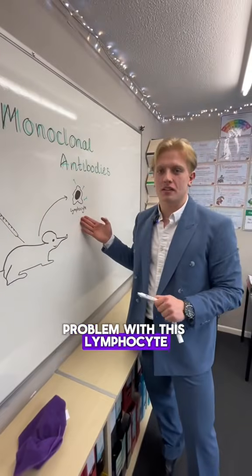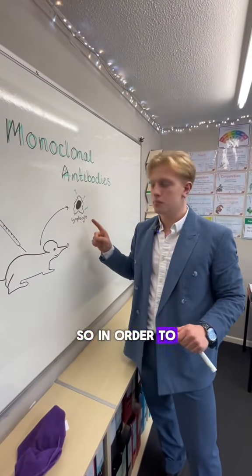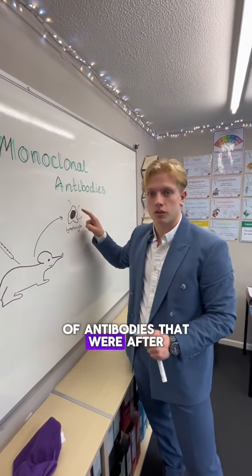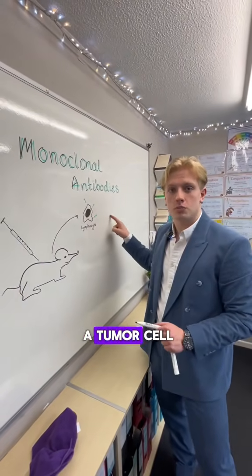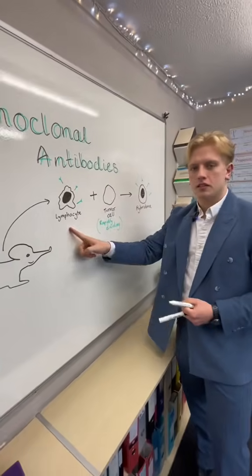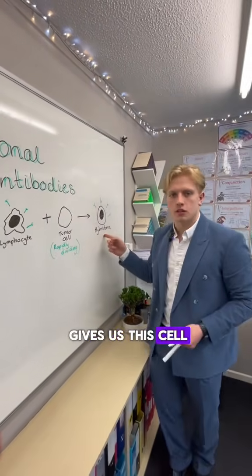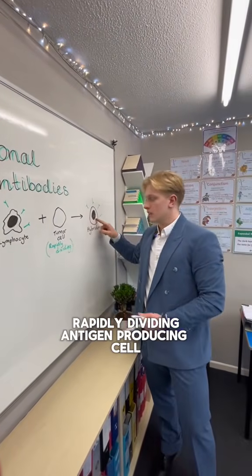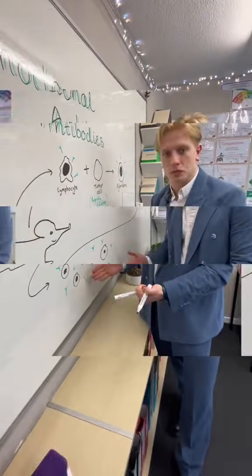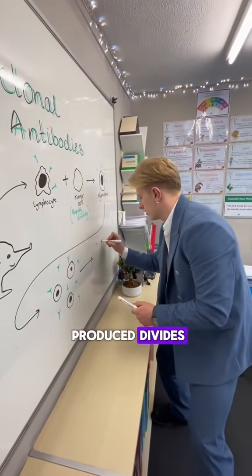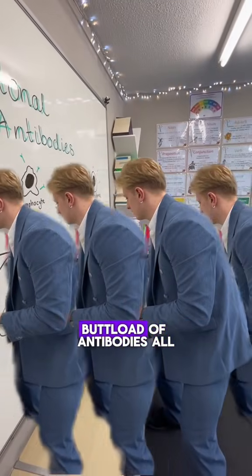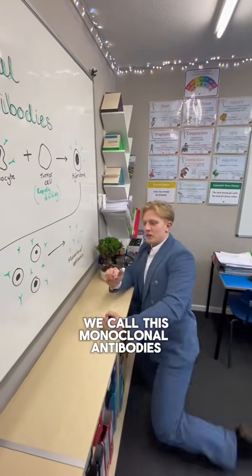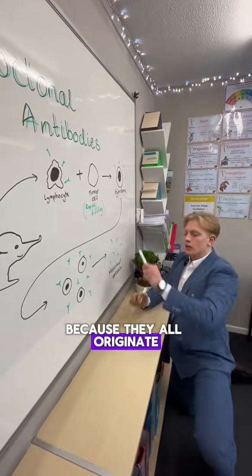The problem with this lymphocyte is that it cannot multiply. So in order to make this cell divide, so that we've got loads of factories producing loads and loads of the antibodies that we're after, we add this to a tumour cell, a cell that's dividing rapidly. Lymphocyte plus tumour cell gives us this cell, which is called a hybridoma, the mix of those two together. So this is a rapidly dividing antibody producing cell. That hybridoma that we produce divides, leading to the production of an absolute buttload of antibodies, all identical to each other. That is the reason we call this monoclonal antibodies, because they all originate from the same clone.